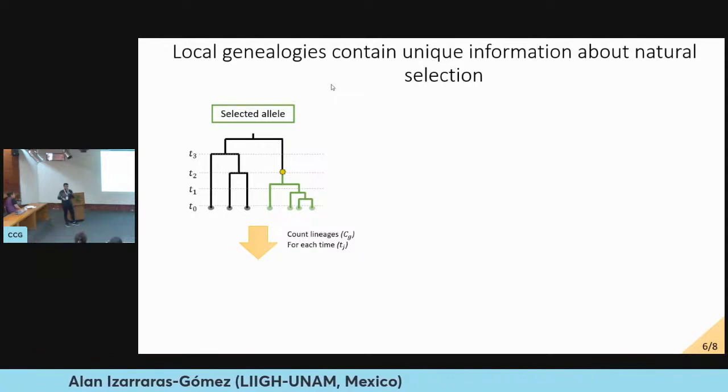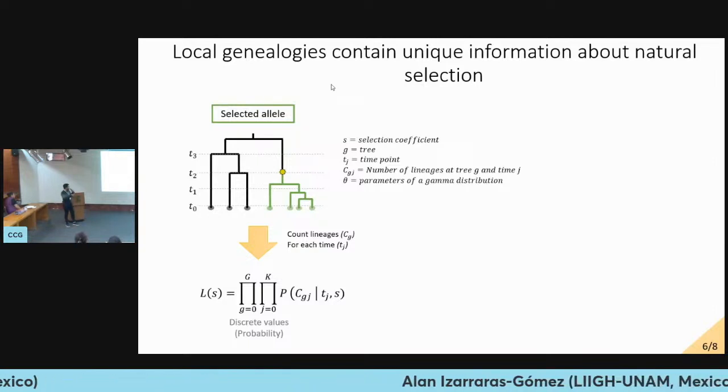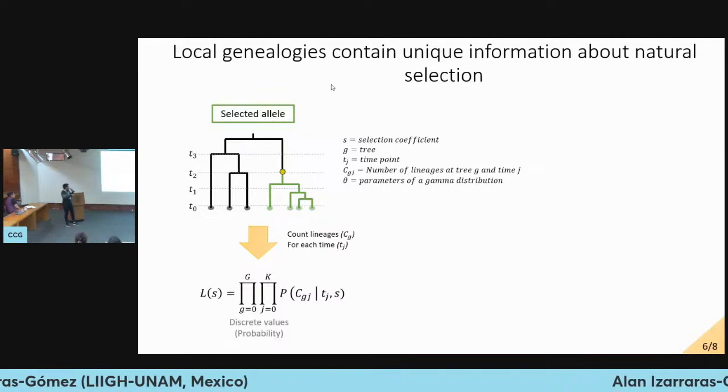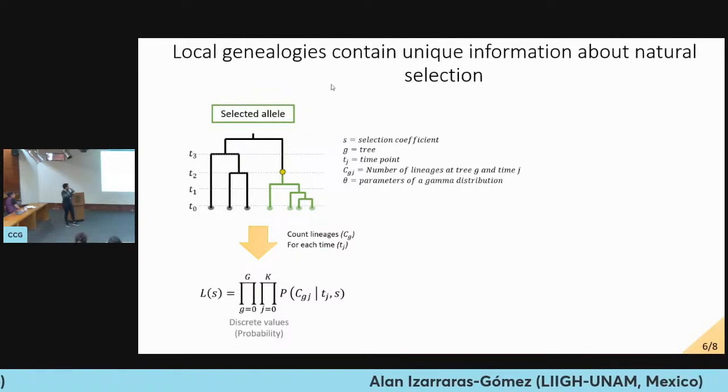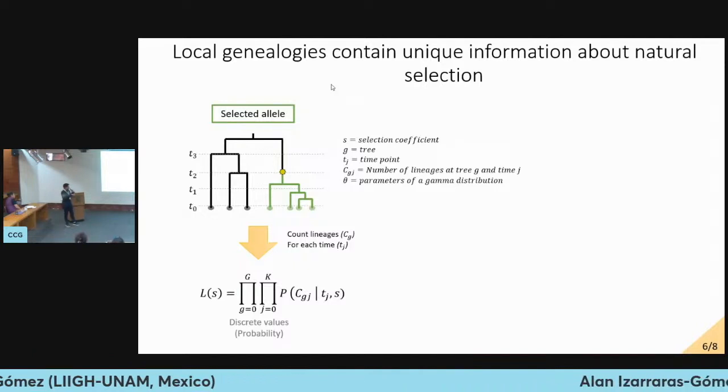So what I have told you can be formalized in a likelihood approach, which says that the probability of finding a certain number of lineages C of the derived allele, given a specific time point, tells us about selection coefficients. And we multiply this for all time points present in a tree and for all trees, because we are analyzing multiple trees. And with this, we have estimates of particular values of selection coefficients.